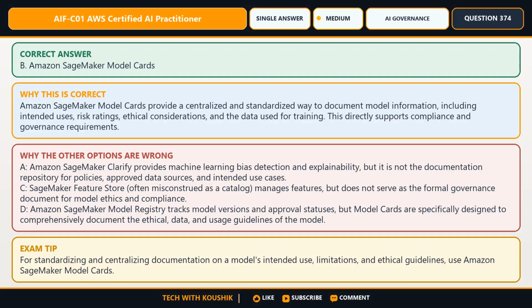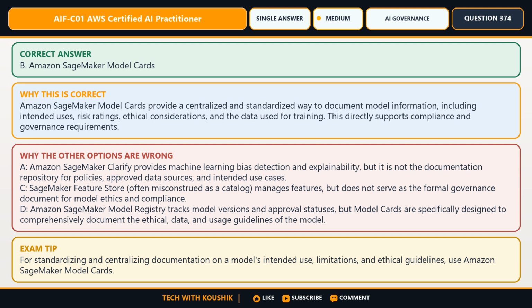The required response is B, Amazon SageMaker Model Cards. The key clue points here because Amazon SageMaker Model Cards provide a centralized and standardized way to document model information, including intended uses, risk ratings, ethical considerations, and the data used for training. This directly supports compliance and governance requirements.